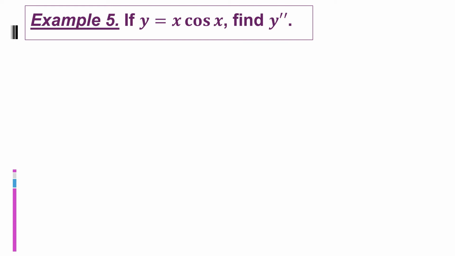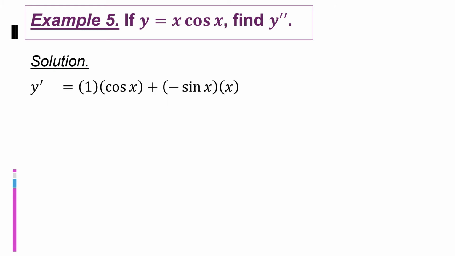Example number 5, if y is equal to x cosine x, find y double prime. So taking the first derivative, this will be our f and this will be our g. So f prime is 1 times g is cosine x plus g prime is negative sine x times f, which is x. So that is equal to cosine x minus x sine x.